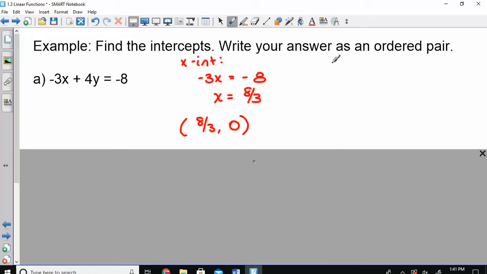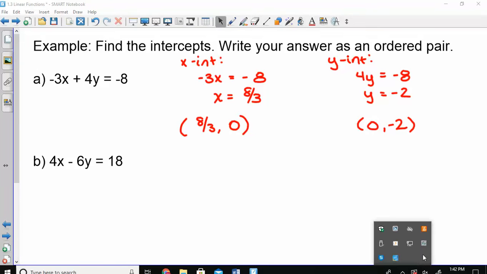Am I going too fast on any of this stuff, guys? All right, y-intercept, that's when you're on the y-axis, so your x will be 0. So it's just like plugging in a 0 for the x or covering up the x. So you get y equals negative 2. How do we write that one as an ordered pair? So now it's your turn.